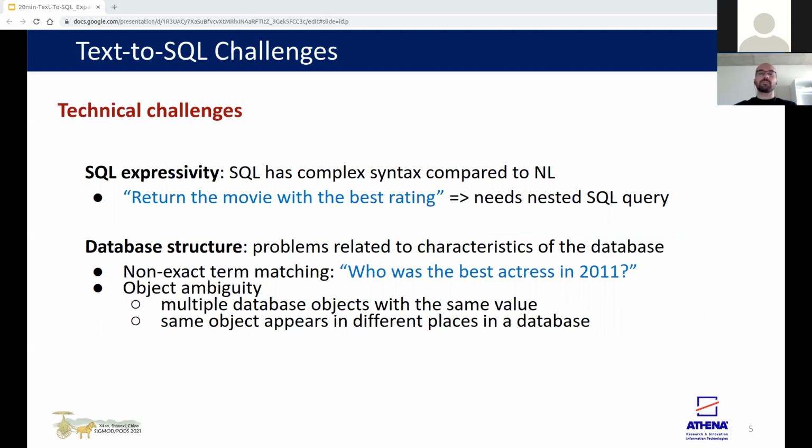Problems can also arise from the characteristics of the database. Sometimes input terms do not match exactly to database elements. For example, the user may ask for the best actress, but the database relation may be named actors. Also, objects such as names may appear in many different places in a database, as actors and directors, for example.